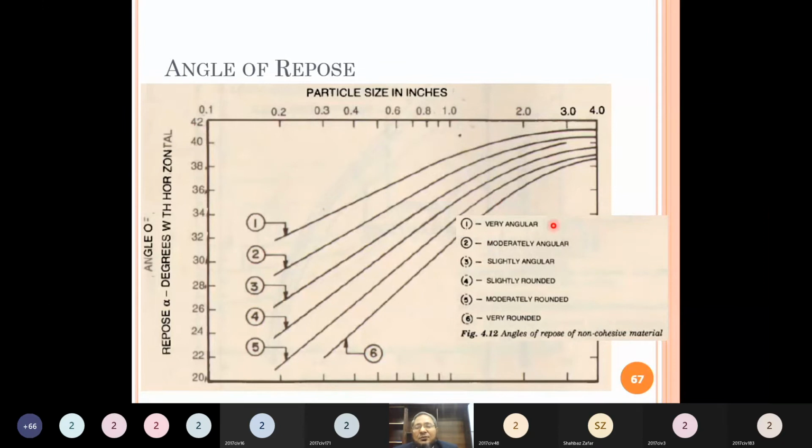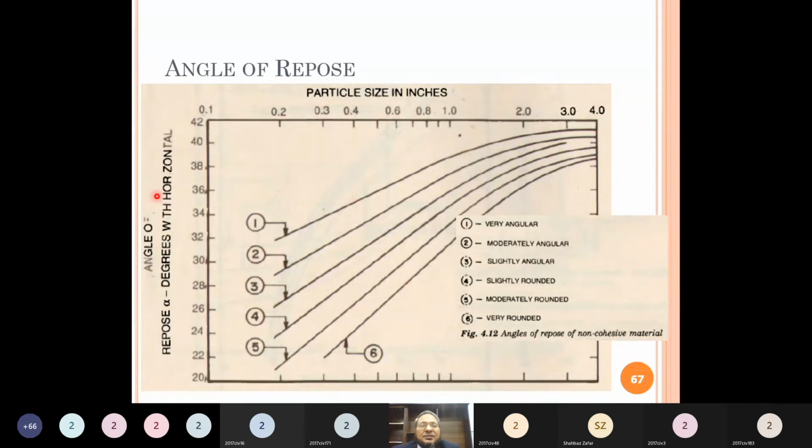One is very angular. Angular का क्या मतलब है? Particle shape बड़ी angular है. Then number 2 is moderately angular. Number 3 is slightly angular. Number 5 moderately rounded. अब roundness शुरू हो गई. Number 6 very rounded. So this is very rounded. This is for round. Rounded means spherical shape of particles, sediment particles, which are on the bed.